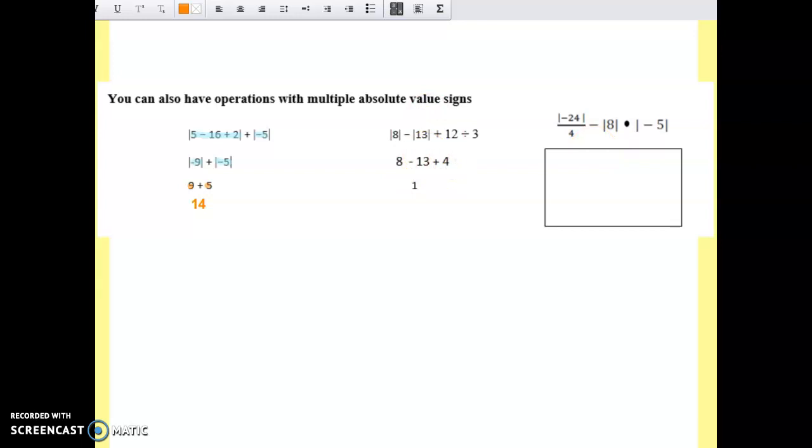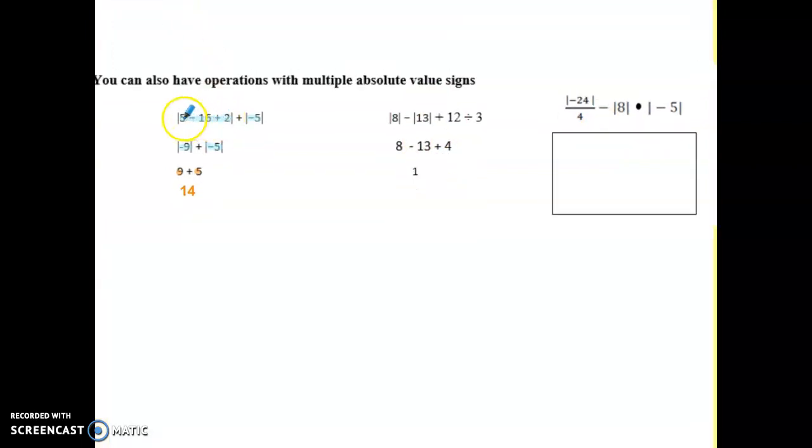Okay, looking at the one in the middle, this one doesn't really have any computation needed, meaning there weren't a bunch of operations inside of it that you need to do first. This one is straightforward. We have just single digits, so you're ready to drop them out. The absolute value of 8 still is 8. Absolute value of 13 is still 13. But take a look at this example.